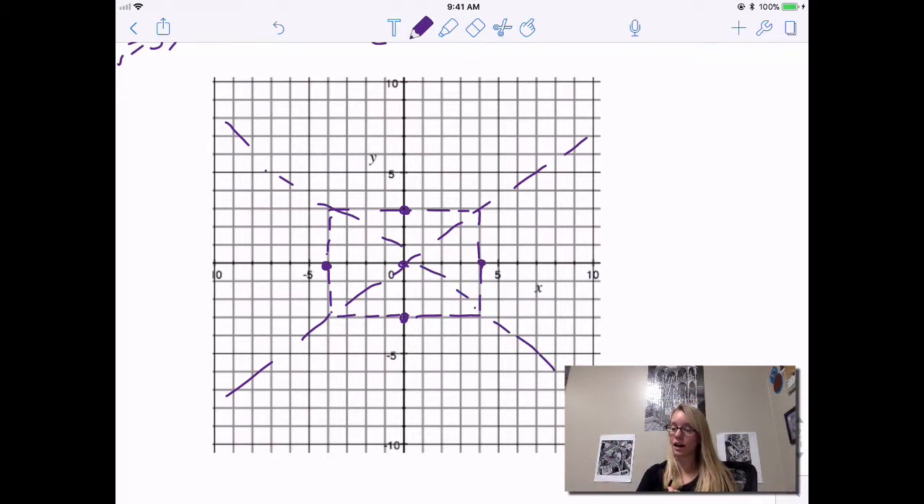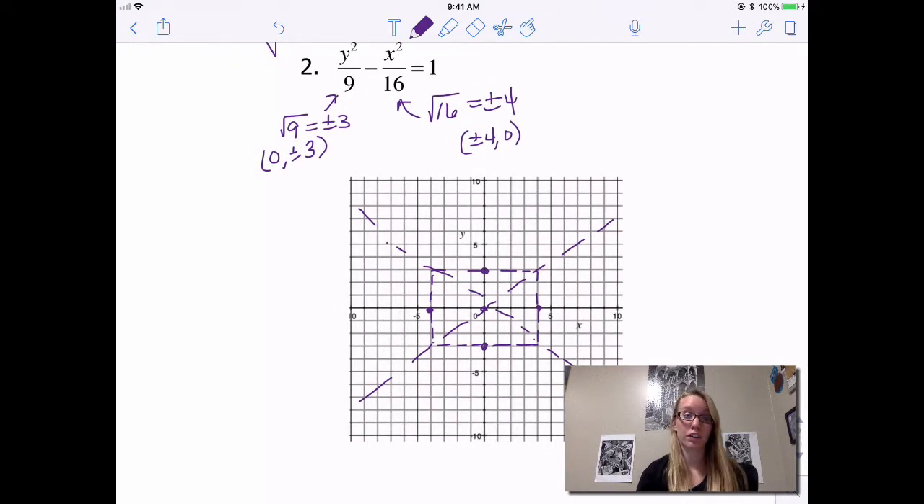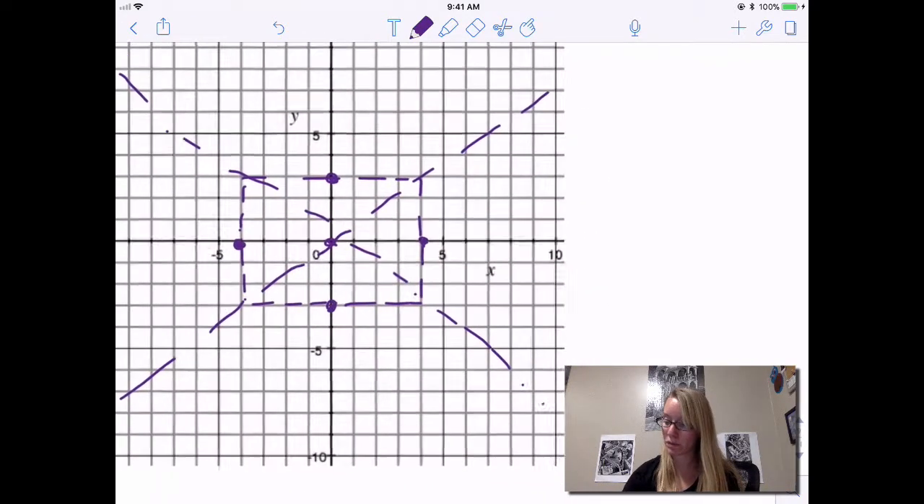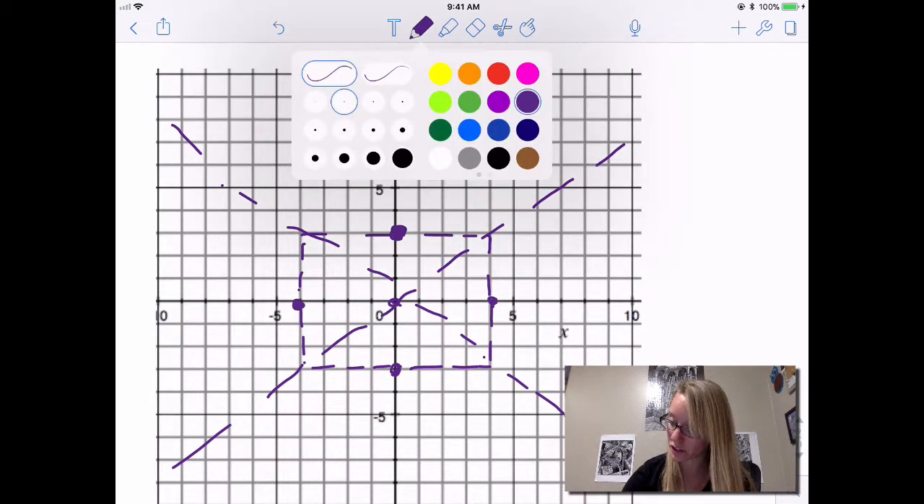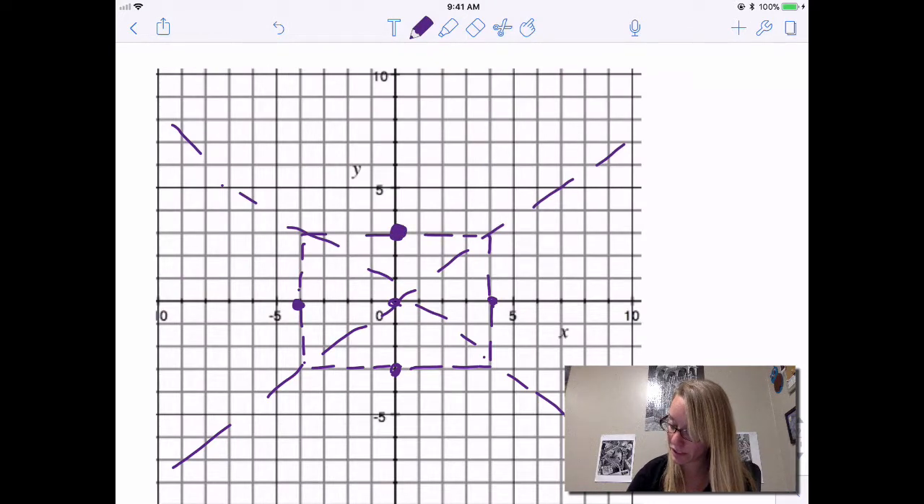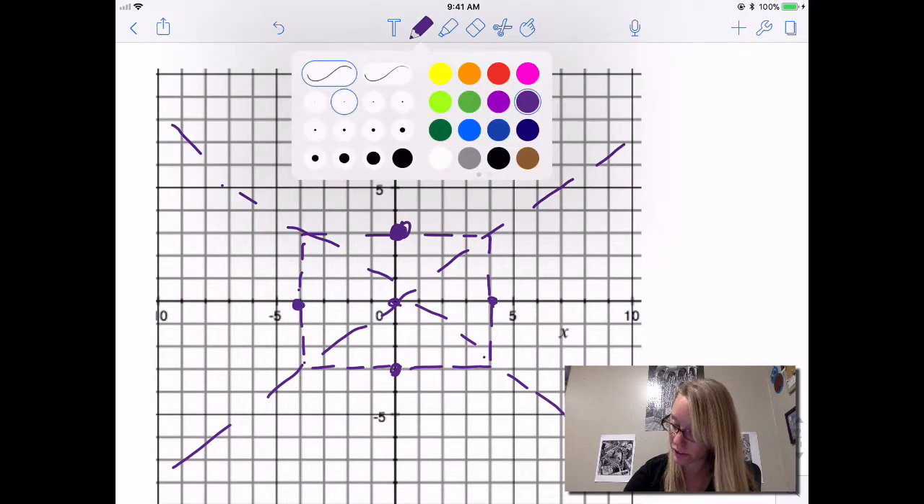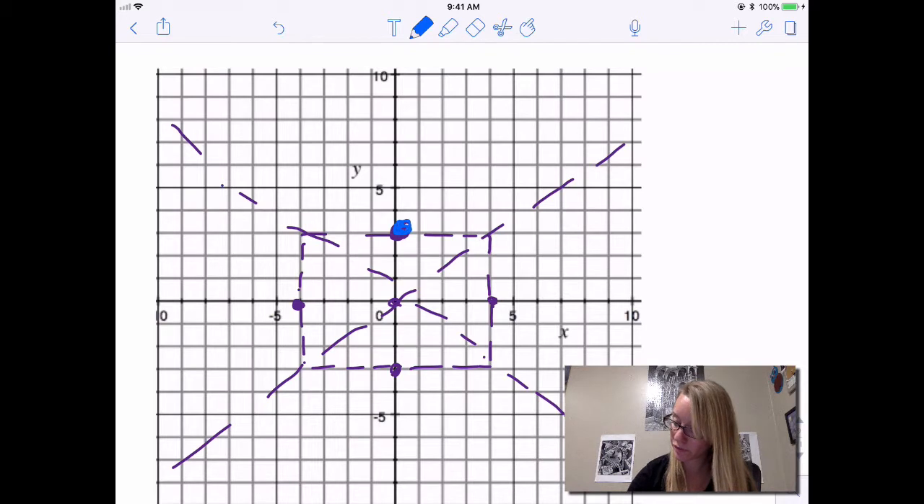All right, now when we graph, we know it's going to be opening vertically. So I'm going to start at those vertical points, and make sure you actually hit the vertical points. So this point is on my graph. I'll even change colors. Let's go blue. This point is on my graph. Follow the asymptotes.